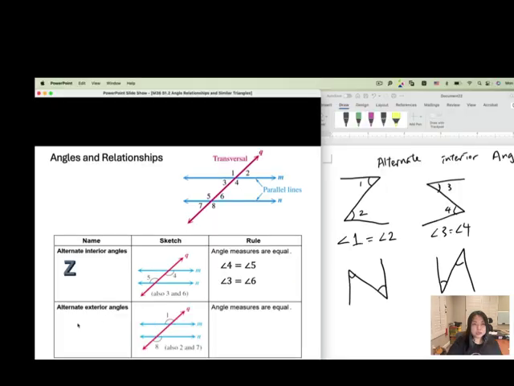Okay, the second one, alternate exterior angles. The idea is the same as alternate interior. Interior is talking about the angles inside here. Exterior is talking about the angles outside here. For alternate exterior angles, the example is angle 1 will be equal to angle 8. And then we also have angle 2 equal to angle 7. Okay, alternate exterior angles.